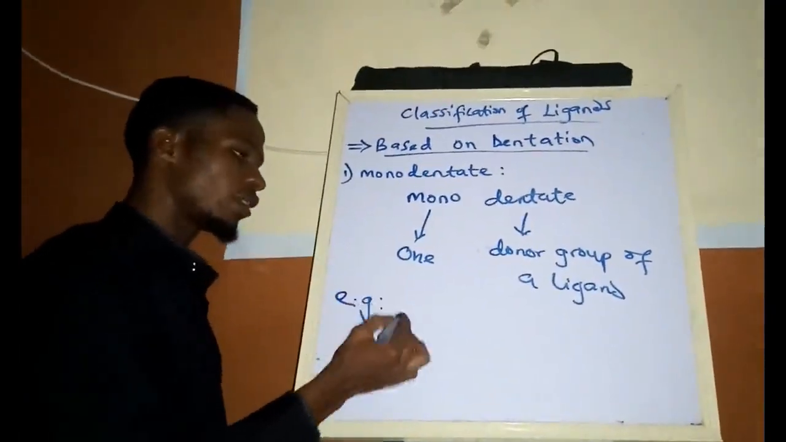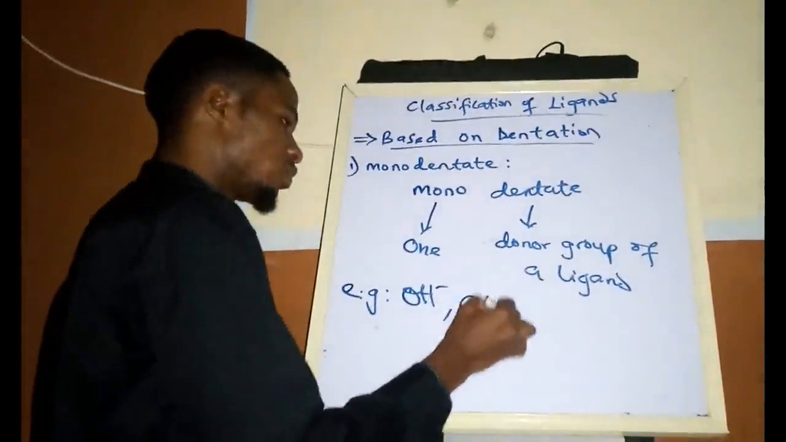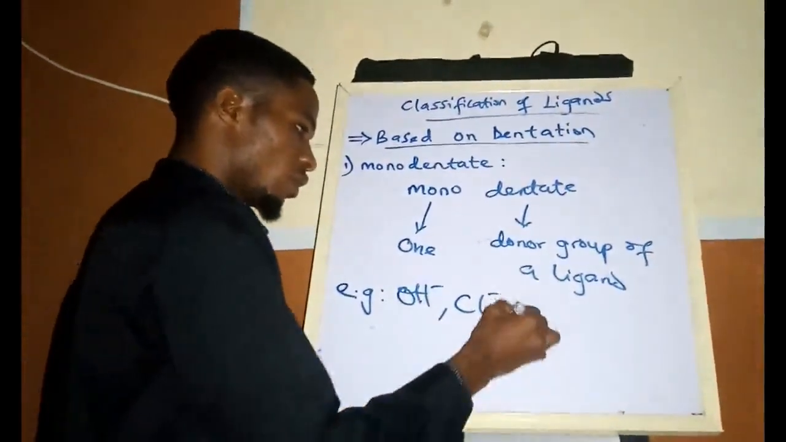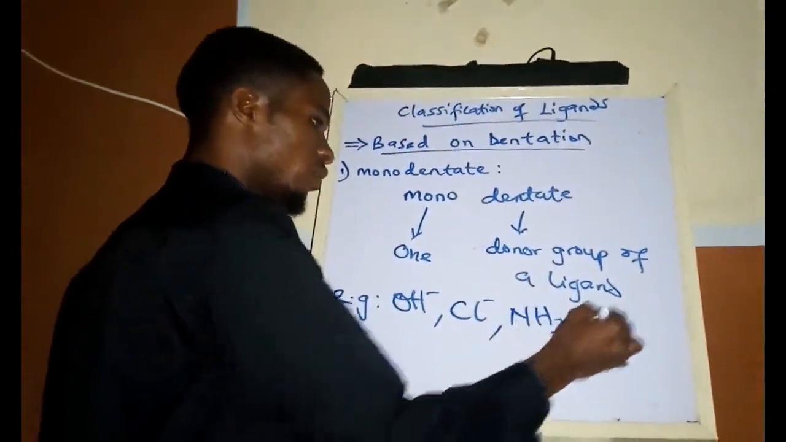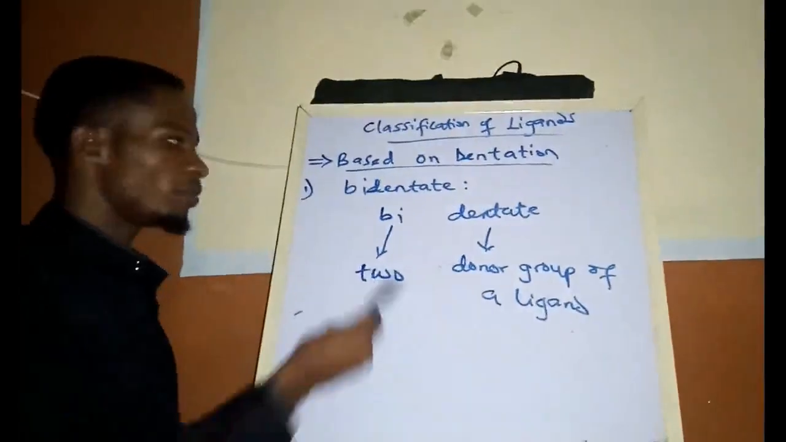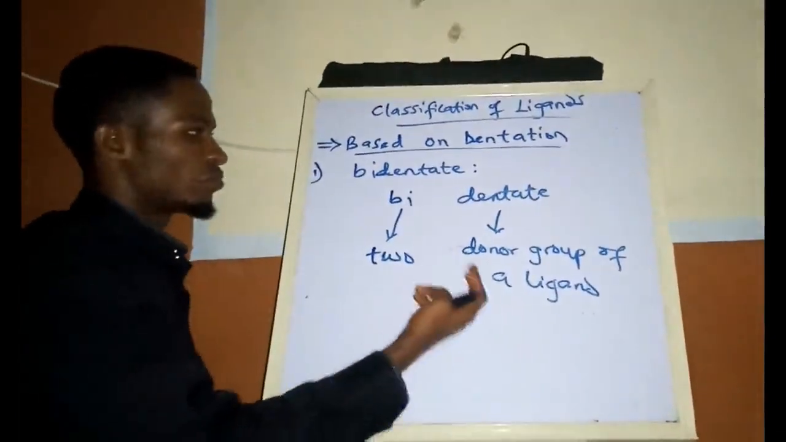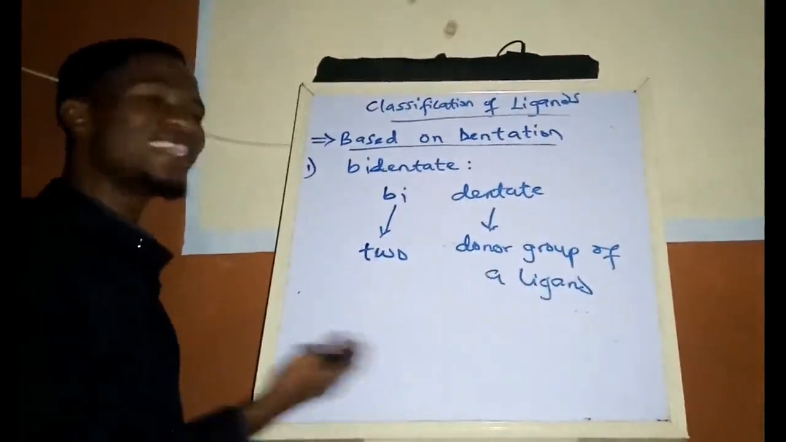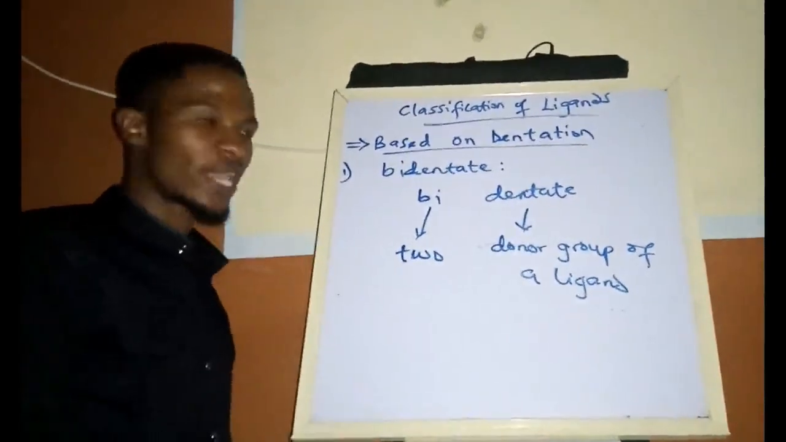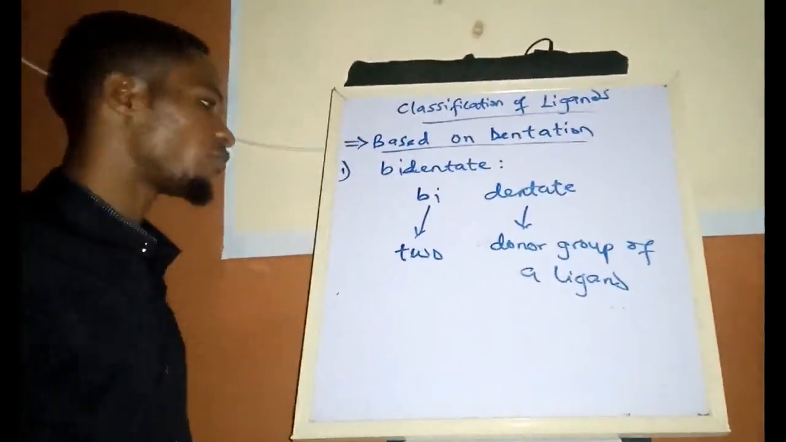Examples are hydroxyl OH, chlorine, ammonia, and water. For the word bi, it means two. Then we have bidentate as a ligand having two donor sites. That is, it can donate two pairs of electrons.